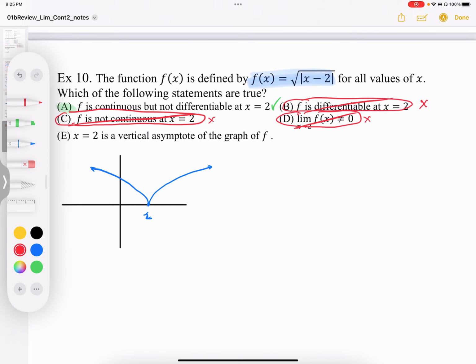And then lastly, E: x equals 2 is a vertical asymptote of the graph of f. Well, that's not true either because there is no asymptote. It does happen to have a vertical tangent at that point. What color should I choose here? I'm just going to choose yellow. There does happen to be a vertical tangent here, but it's not an asymptote. It's just a tangent, so we're going to say that this is also not true. So the only true statement is A: it is continuous, but not differentiable because of the kink at x equals 2.